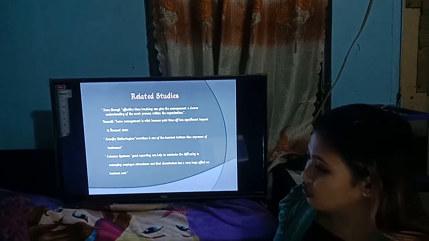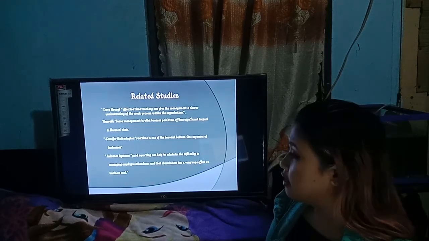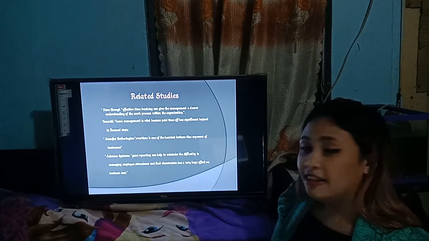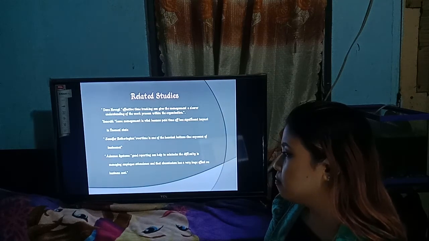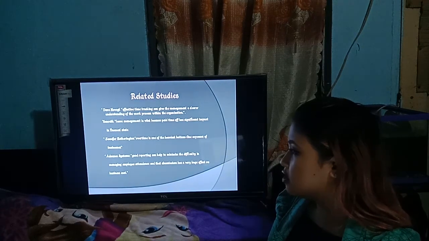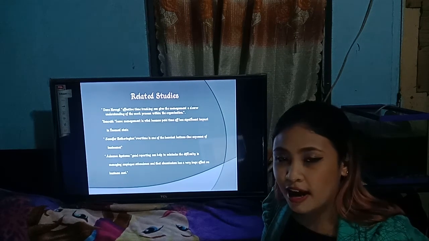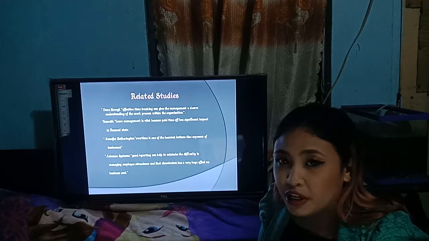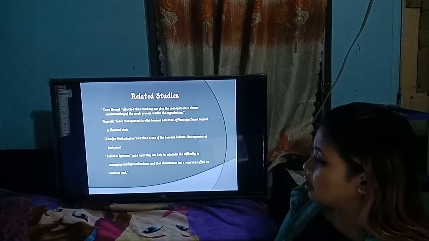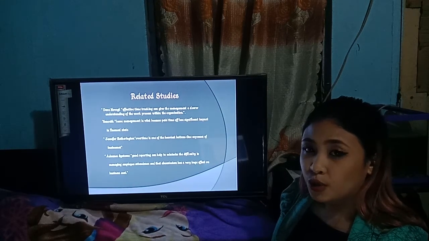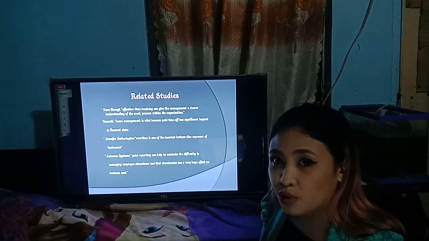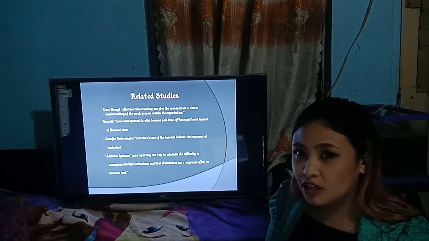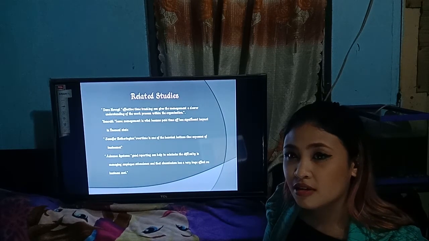Based on the website of Advanced System, good reporting can help minimize the difficulty in managing employee attendance, and absenteeism has a very huge effect on business costs. So they are suggesting two thoughts. First is the importance of having good reporting, and my proposed system can generate different types of very detailed reports. Second is absenteeism. This is regarding a good timekeeping system, so you can check which employees have a lot of absenteeism, because it will affect the company's operation.